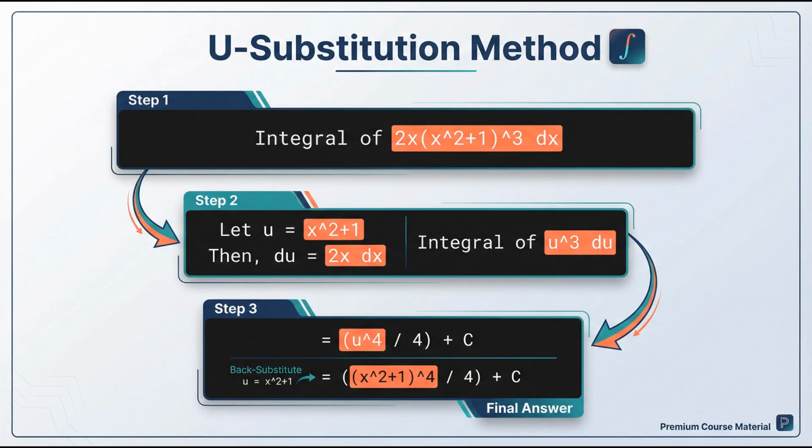Sometimes simple rules aren't enough. When we have composite functions, we use u substitution, which is like the reversed chain rule. We replace a complex part of the equation with a variable, u, solve the integral, and then switch it back. It transforms difficult problems into simple power rule problems.